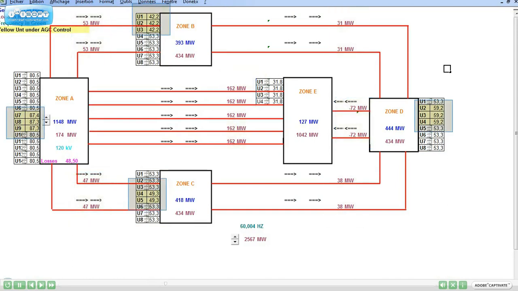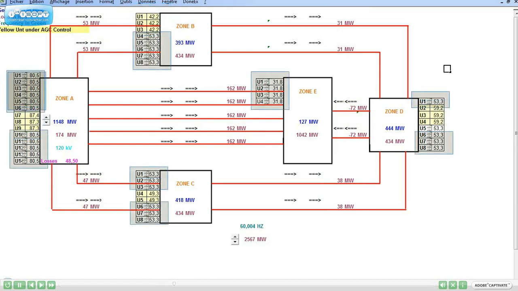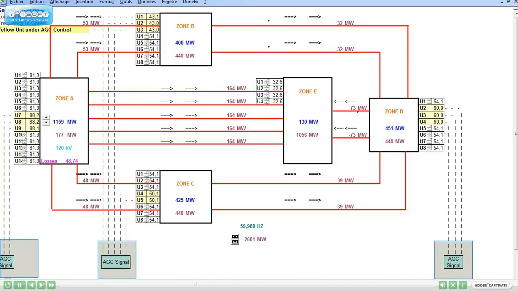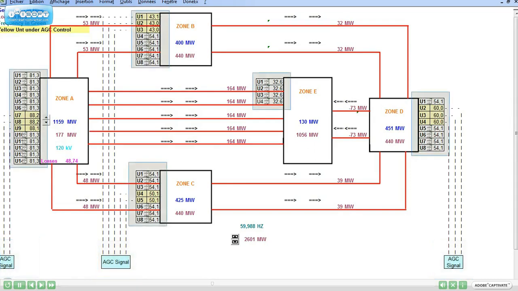There are units in yellow. They are on AGC control. For the units in white, the users can dispatch them using wheels. The user can also dispatch the load up and down, using a wheel, and check the loading of the units. Boxes for the operation of the AGC will appear each time there will be a frequency deviation of plus or minus 0.1 Hz. Check the output of the units when the load increases.